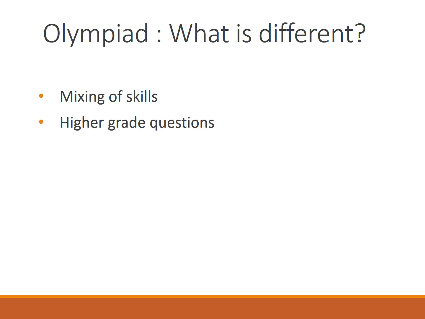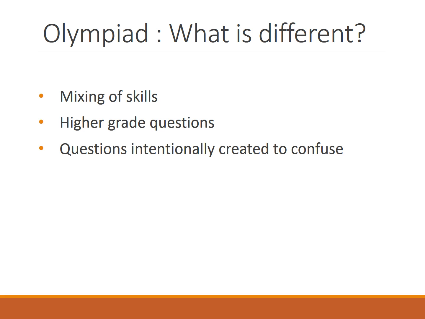The second thing is higher grade questions. Sometimes a question for a particular class, let's say class 5, will use concepts taught in class 6 or 7, and it is a common practice in the Olympiad. And the third thing is that questions are asked in such a way as to confuse the student, and it is done intentionally. So the answer might be simple, but the question itself is structured to confuse.